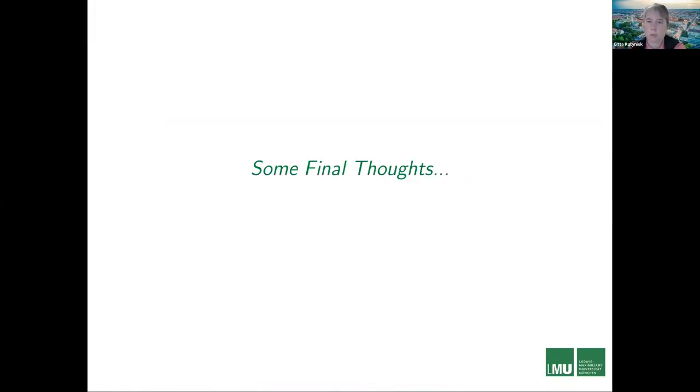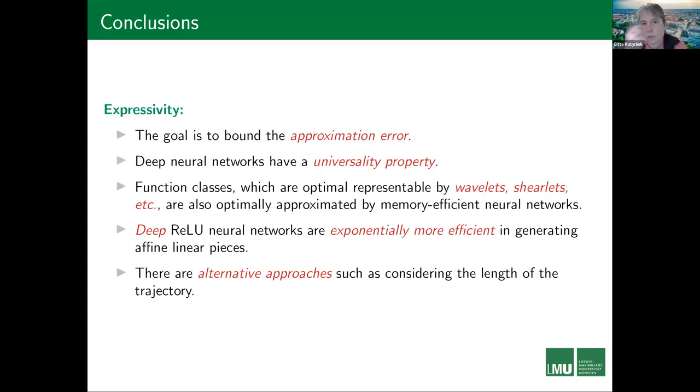Okay, so let me conclude. This lecture was about the approximation error, which, as we saw, is one of the three components of the errors which we need to estimate from statistical learning theory. We saw that deep neural networks have a certain universality property. We saw this famous universal approximation theorem. And then we also saw that neural networks are as good as many methods which people have used for approximations before, like wavelets, shearlets, and so on.